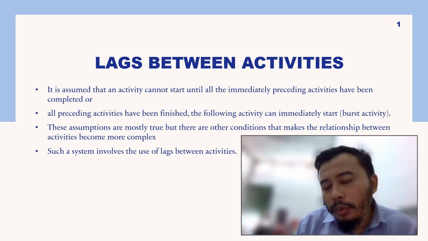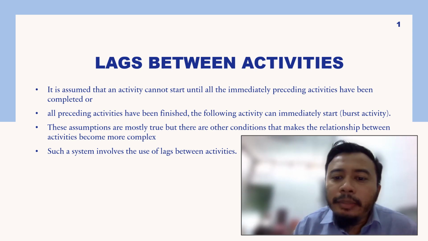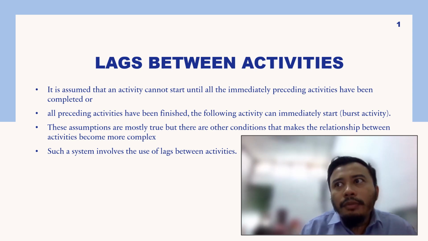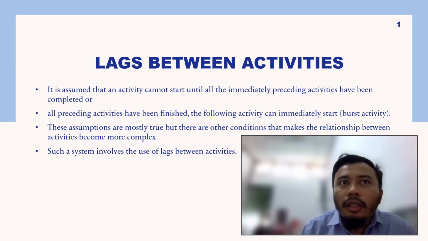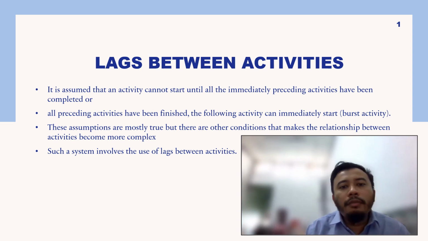In this video, we're going to talk about the dependency between an activity and its preceding and following activities. There are many types of relationship between activities, and the precedence network diagram or critical path method can acknowledge this kind of relationship and denote it in the diagram. First, let's take a look at the lags between activities.